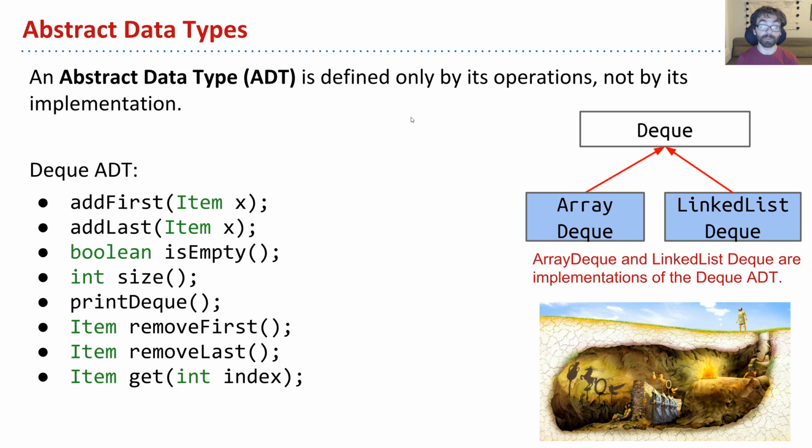And so that brings us to the term abstract data type. We'll say that an abstract data type is a type in a programming language that is defined only by its operations and not by its implementation. So the Deque abstract data type consists of all of these methods here. And we can have many different implementations.